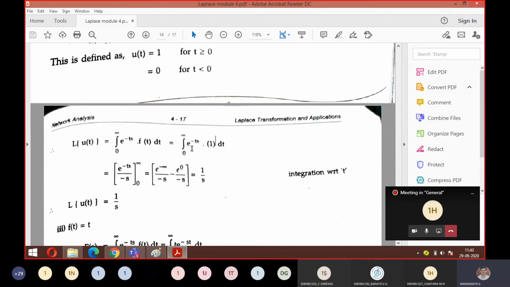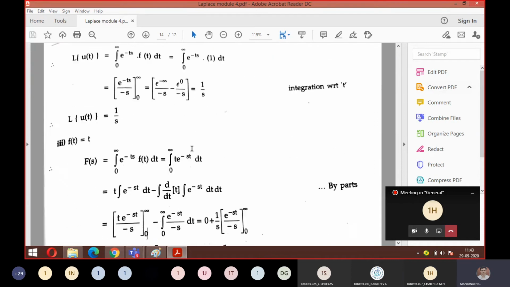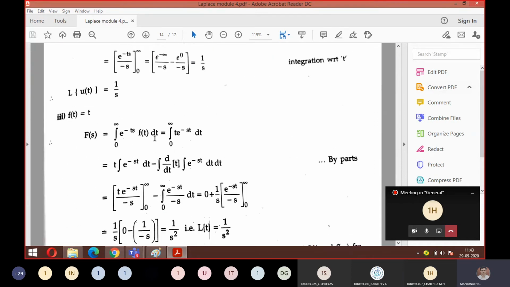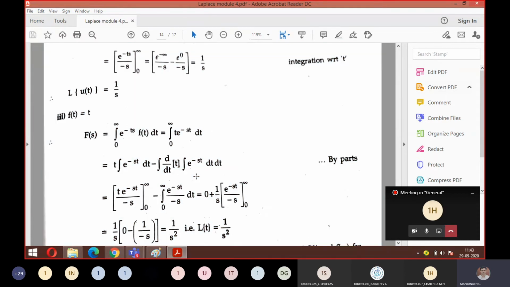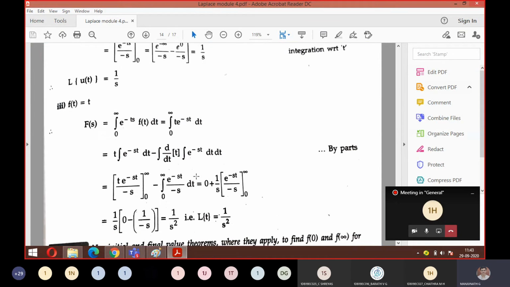Everyone clear now how to do this? See here, this is how it looks: t into e power minus st. You apply integration by parts. I hope you remember the formula given in the last class. The same thing is applied and simplification is done, so you are going to get the answer as 1 by s square. Is it fine with all three?